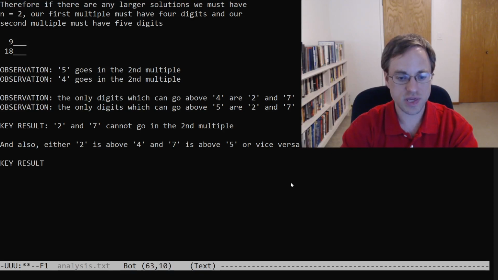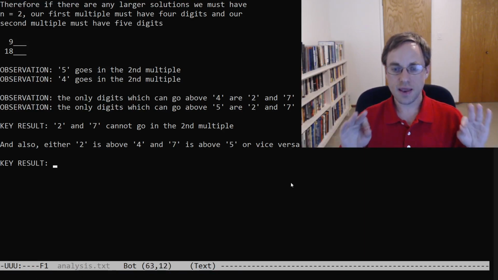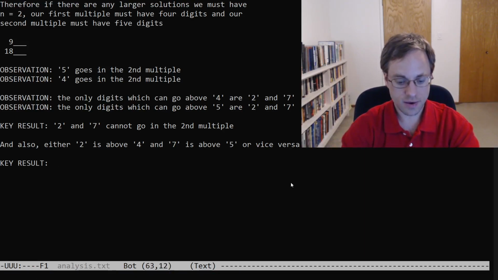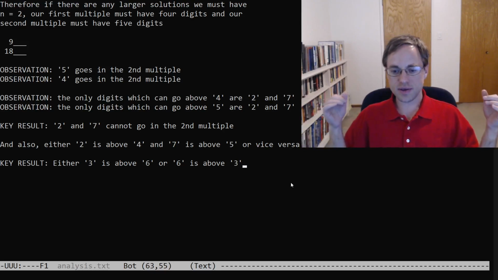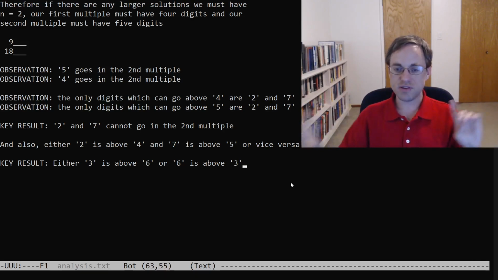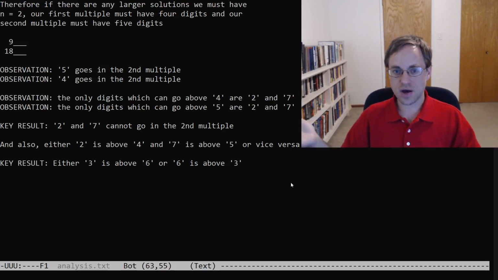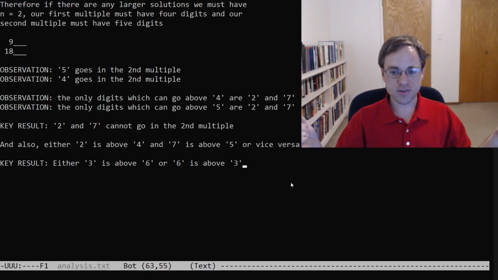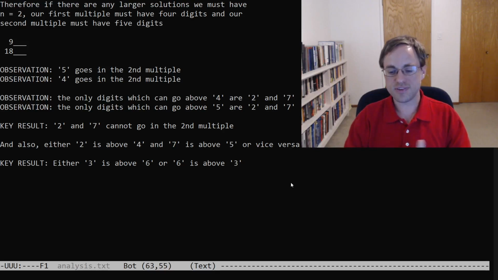And then we'll have another key result that follows from this, is that 3 and 6 must go together. So we'll say either 3 is above 6 or 6 is above 3. And that's because that's all that's left. We know that 2 and 4 go with 7 and 5 in some arrangement. The 1, 8, and 9 are already spoken for. So that leaves only 6 and 3 that have to go together in the same column.